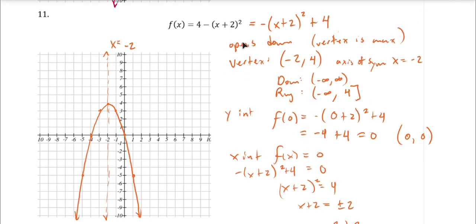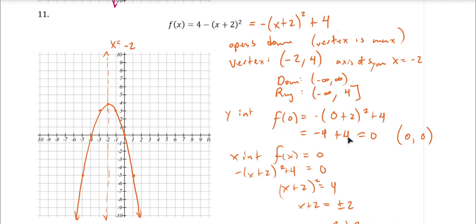Next one. Okay, let's rearrange this slightly because it's a little bit out of order. Let's move this squared term up front, including its negative sign, and let's move the 4 to the back, including its positive sign. This will help us see that the vertex is at negative 2, 4, and that this sucker opens down. The axis of symmetry will be at x equals minus 2, and because we're opening down, this y value is our highest one, so our range goes from negative infinity to 4, inclusively.